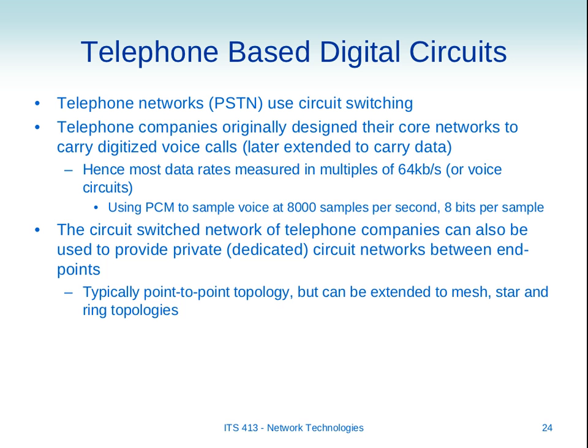So many of the technologies refer to a single voice circuit and operate in multiples of a single voice circuit. So the circuit switch networks of telephone companies can be used to provide private or dedicated circuit networks between endpoints. That is, the network that is built for voice calls can also be used to provide private networks, say, between a company's offices, a bank between all its telephone branches, and so on. Typically in a point-to-point topology, but sometimes other topologies are used.